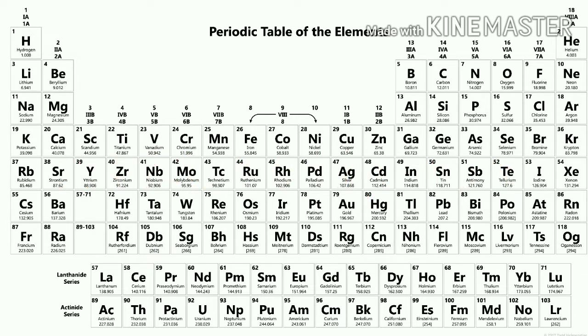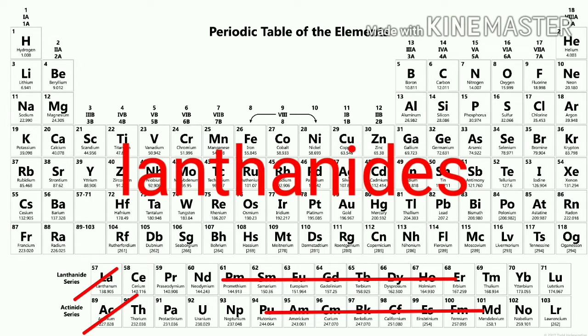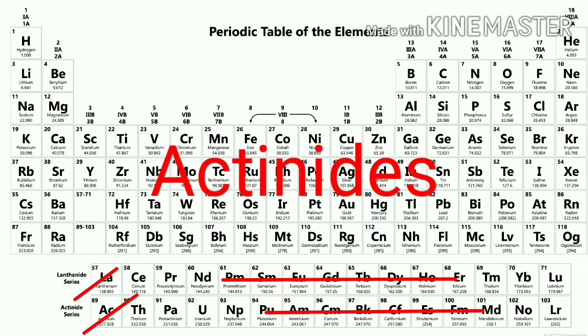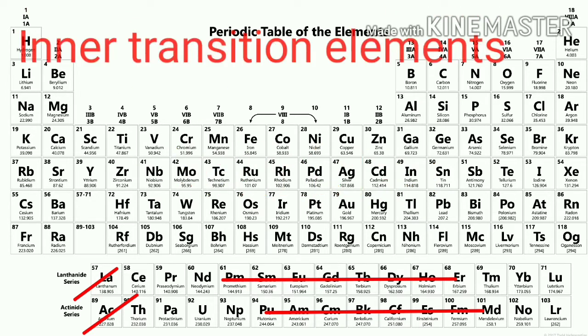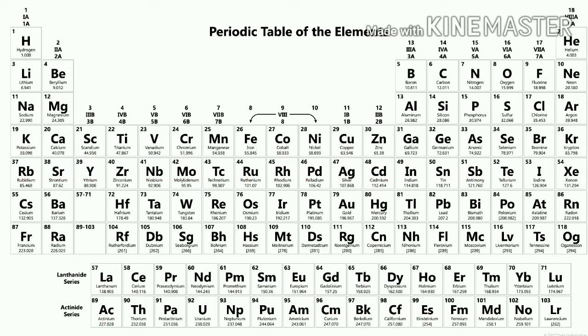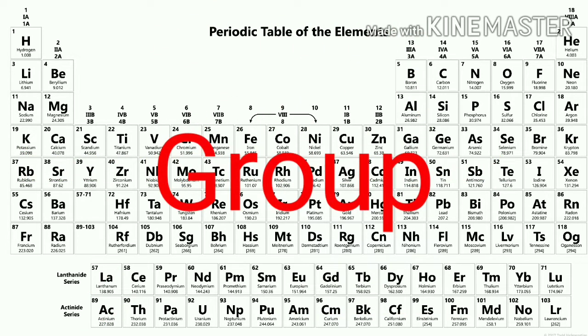Below the 7 periods, another 2 small periods are present. The elements in the first row are called lanthanides and those in the second row are called actinides. The lanthanides and actinides are called inner transition elements. Now I will discuss about the group. The vertical columns in the periodic table are known as groups.